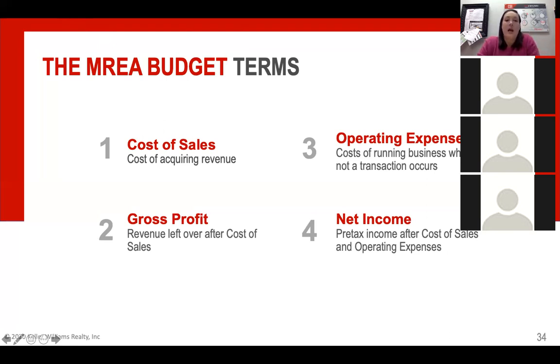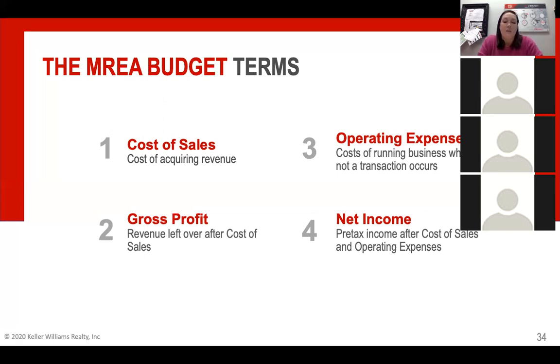So what are some things that happen whether or not you sell a house? You pay power, you pay rent if you have an office, the internet still has to work, you still have to send emails. You still may have employees that you employ. You still have additional things that have to happen, marketing, things like that. Whether or not you have a sale in that month, that's your operating expense.